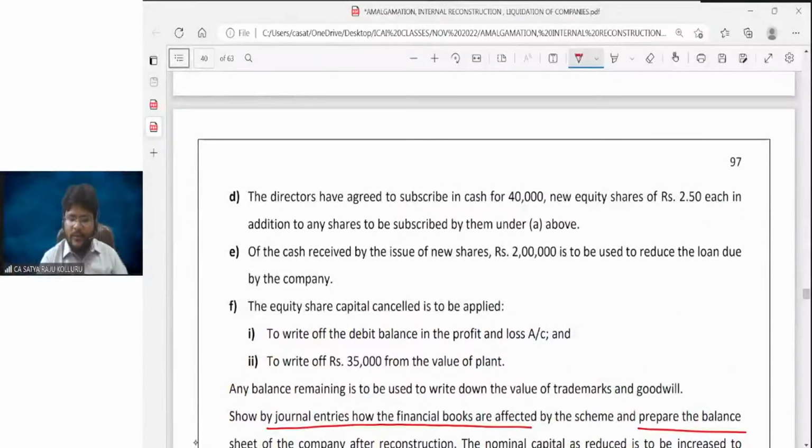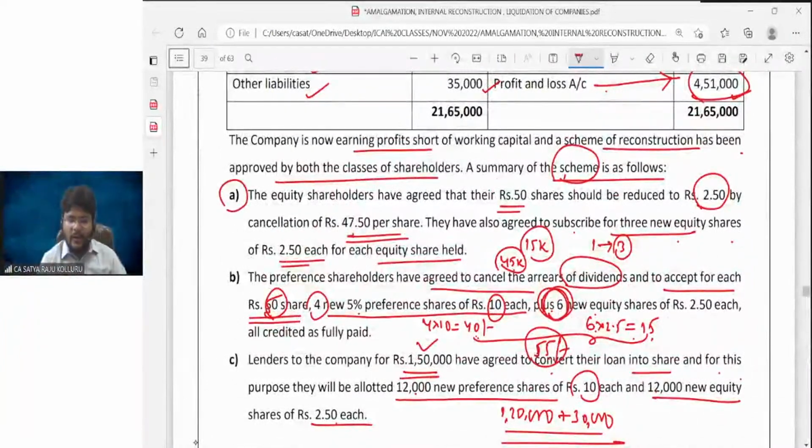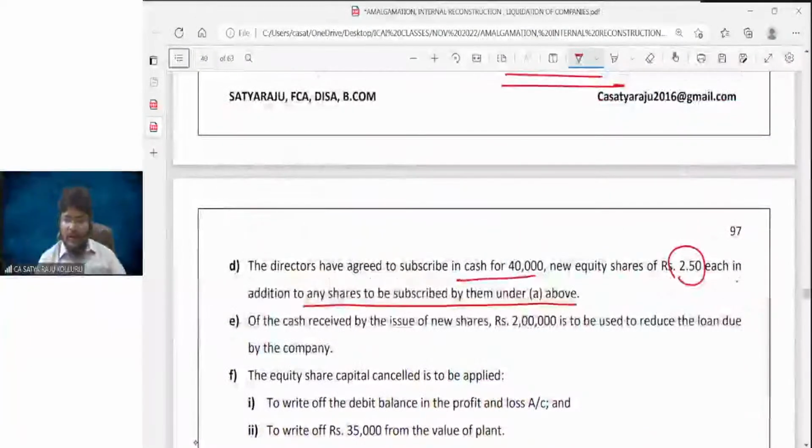The directors have agreed to subscribe in cash for 40,000 new equity shares of 2.50 each, in addition to any shares to be subscribed by them under A above. Maybe some of the directors may act as a shareholder. Here all the shareholders just subscribed certain shares. For every one equity share held, they subscribed 3 new equity shares. In addition to this, a director who is also a shareholder should subscribe certain additional shares for cash for 40,000 new equity shares of rupees 2.50 each.